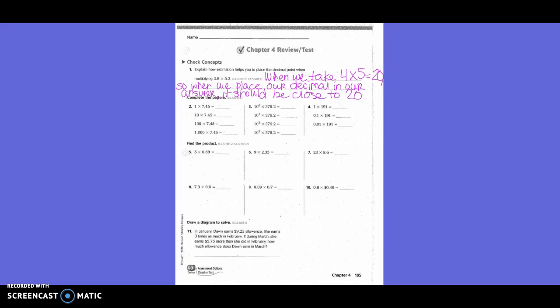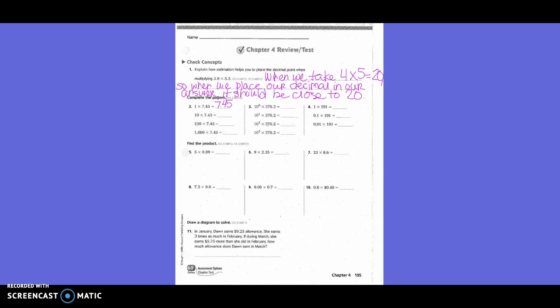Complete the pattern. 1 times 7 and 45 hundredths. Can we show any looping there for work? No. No. So our answer is simply 7 and 45 hundredths.